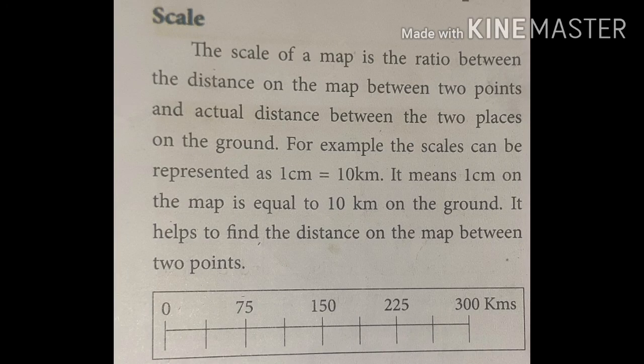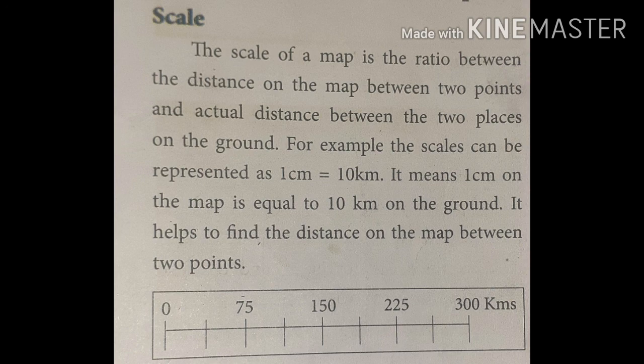We are going to see about scale. The scale of a map is the ratio between the distance on the map between 2 points. For example, if we want to go to a particular location or search for a particular location in a map, we need to say the starting point and the ending point. So it will calculate the ratio between the distance of 2 points and the actual distance between the two places on the ground. For example, the scale of a map can be represented as 1 centimeter is equal to 10 kilometers. It means 1 centimeter on the map is equal to 10 kilometers on the ground. It also helps us to find the distance on the map between 2 points. So scale will represent the distance between the 2 points.